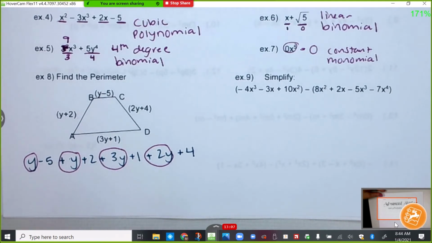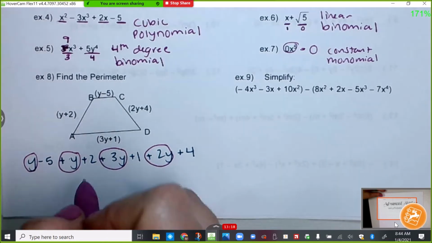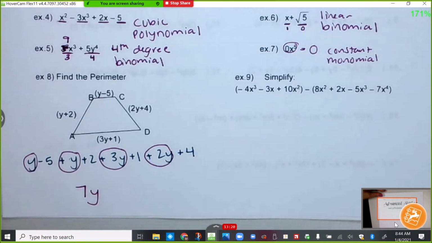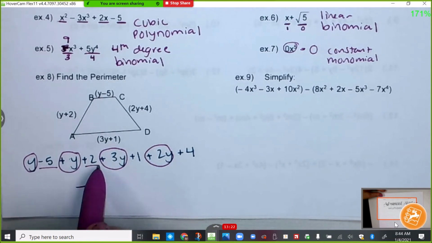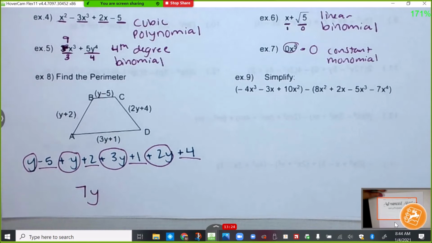It tells you if it's positive or negative. Okay? So what's y plus y? Plus 3y. Plus 2y. So I have 7y. And then what's negative 5 plus 2 plus 1 plus 4? 2. Positive 2, right?